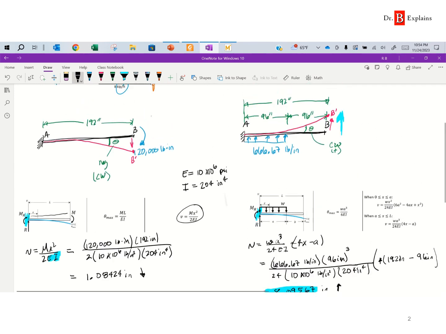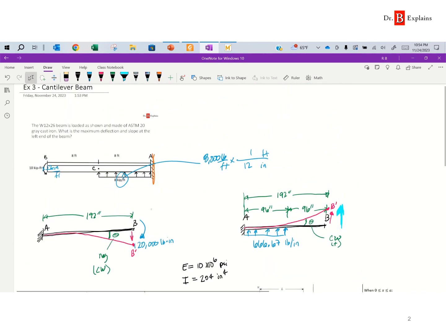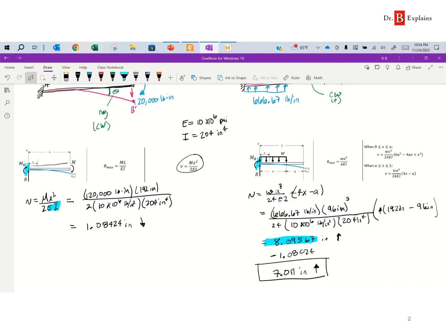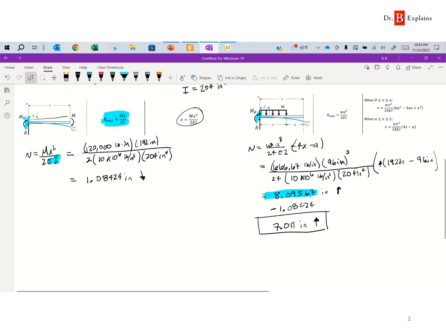If you remember, the other part of the question was that we needed to figure out not just the deflection, but also the slope at the left end of the beam, which is the slope at B over here. So let's do that one. We have the equation for the slope. For the case of the moment, the equation is theta equals ML.